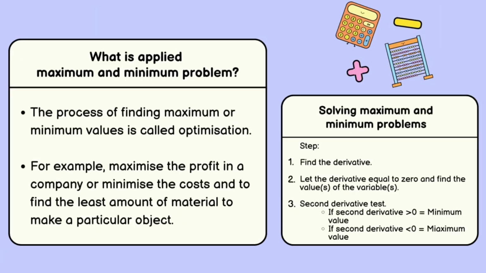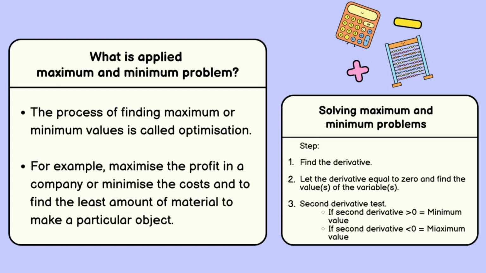What is an applied maximum and minimum problem? The process of finding maximum or minimum values is called optimization. For example, it is used to maximize the profit in a company or to minimize the cost, and to find the least amount of material to make a particular object.